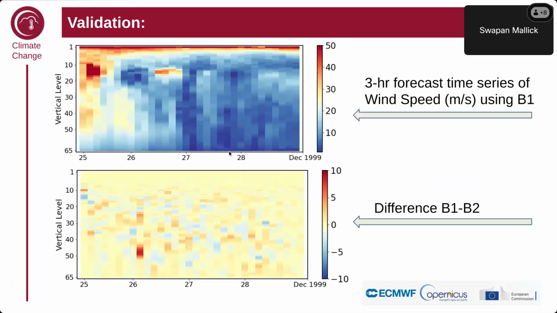And this is the wind speed difference in a 3-hour forecast time series. The top panel is using B1, and the bottom panel is the difference between B1 and B2. Now here also we can see that on 26 December at 06 UTC at the mid tropospheric level, the error is quite higher compared to other UTC times. At other UTC times also, at the mid tropospheric level, there is quite a difference in the wind speed at different times and at different levels.